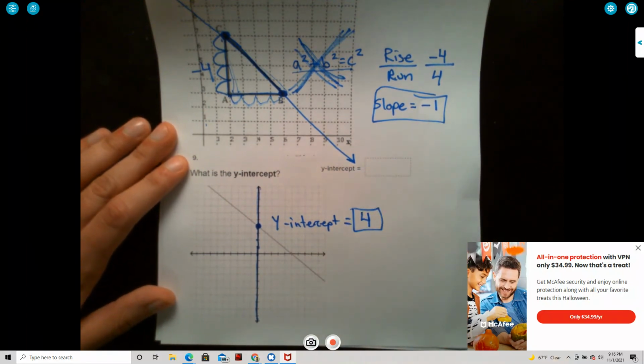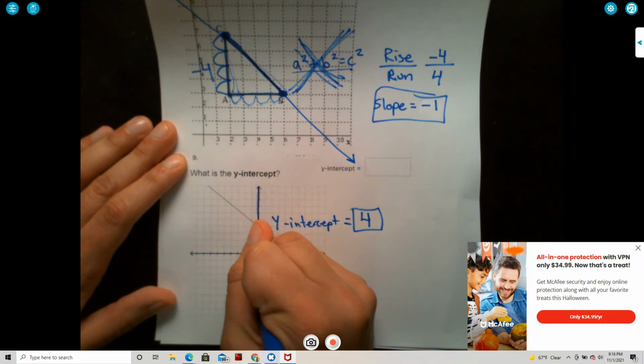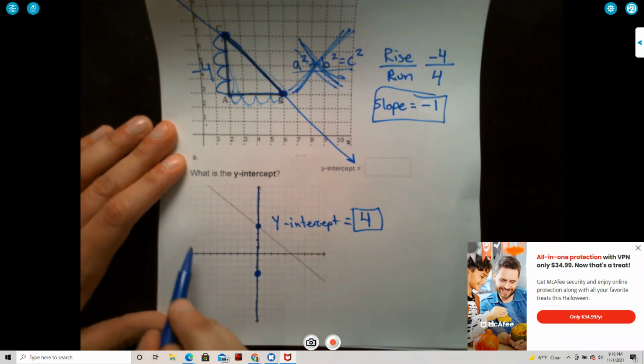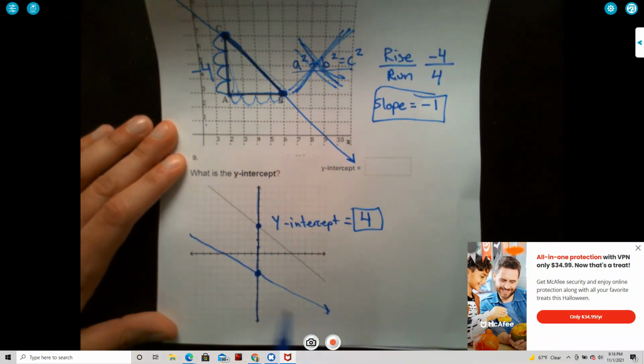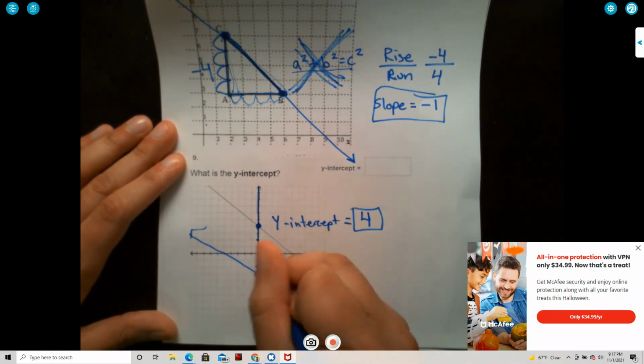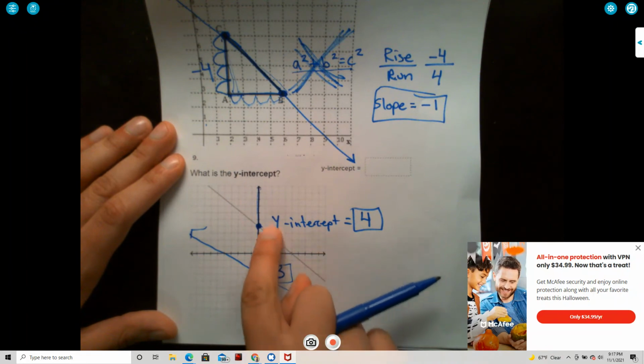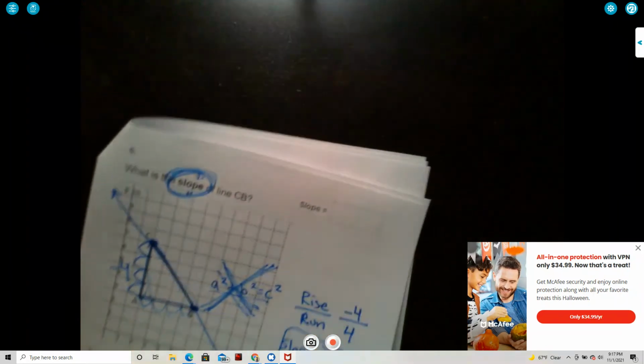That's your answer. So if it were down here, so let's say it's at 1, 2, 3. If it was right here and we had a line going down like that, or up, doesn't matter. So you would start from 0 and go down 1, 2, 3. So in this case, the y-intercept would be negative 3. But this one, it's positive 4 because it's above the x-axis.